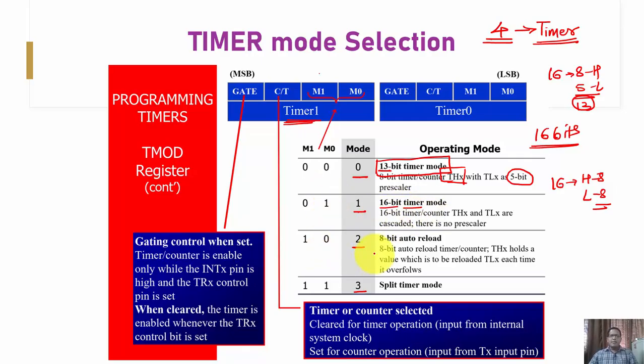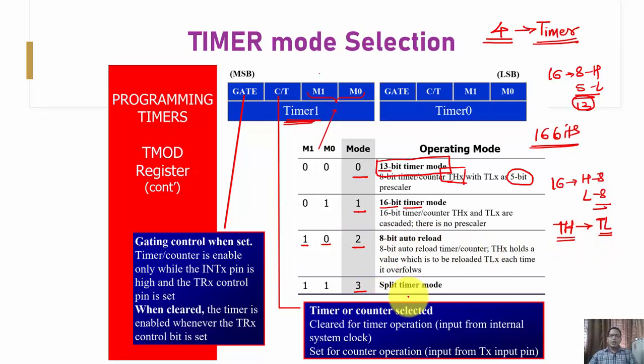The next mode is called the 8-bit auto reload mode. When the M1 bit is 1 and the M0 bit is 0, this 8-bit auto reload mode is used. The 8-bit auto reload mode works in such a way that the required count value is loaded into the higher 8 bits, and the moment we start the timer, it automatically gets loaded into the lower 8 bits. So this is called the 8-bit auto reload.